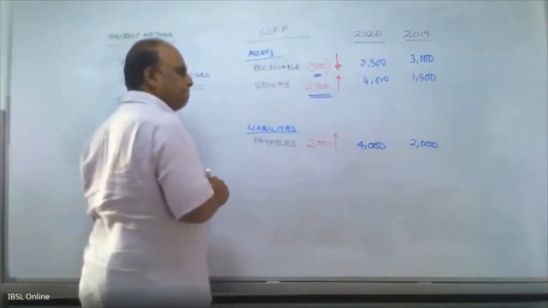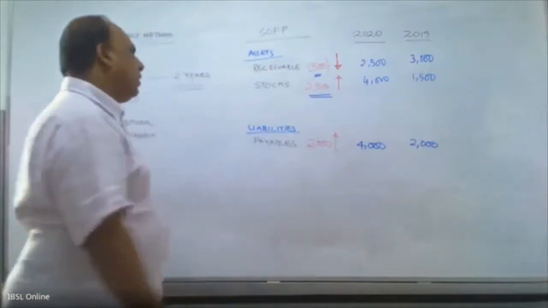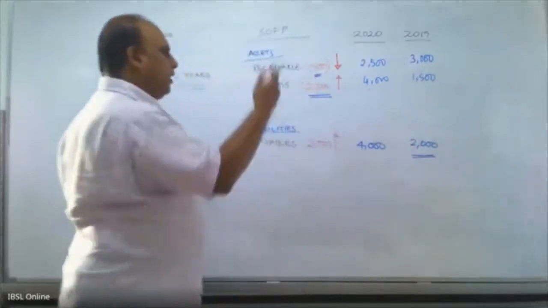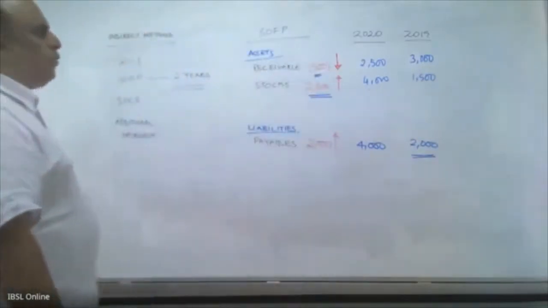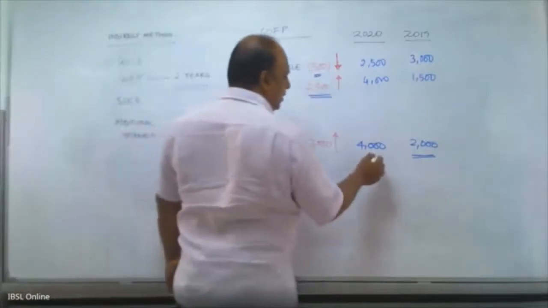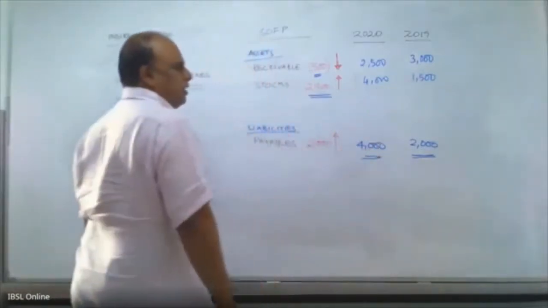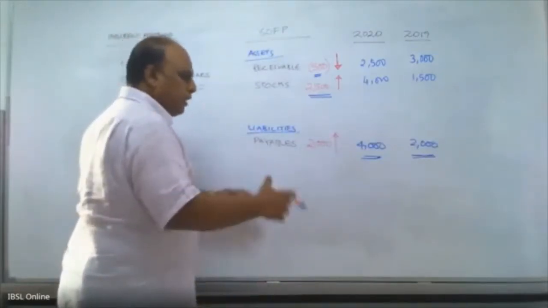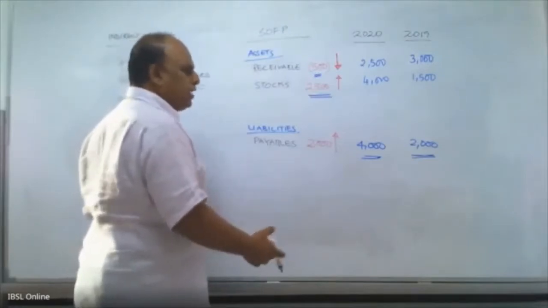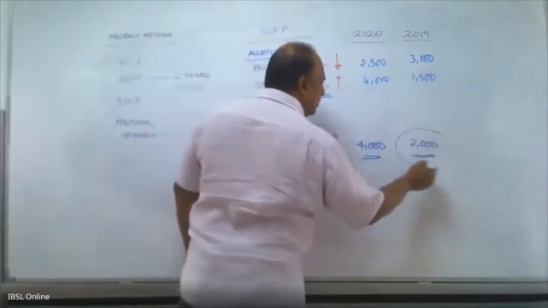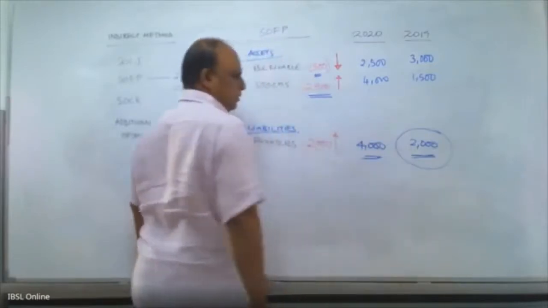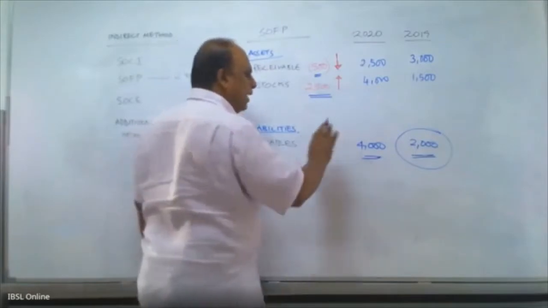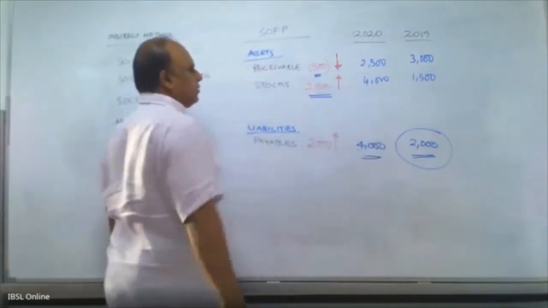Okay. Look at payables. Last year, I had only 2 million to be paid. But when I look at this year, it has gone up to 4 million. So what do you mean by that? I have increased my payables more and more, which means I have not paid even this. So what do you mean by that? It is a favorable position to you. You are not paying cash.